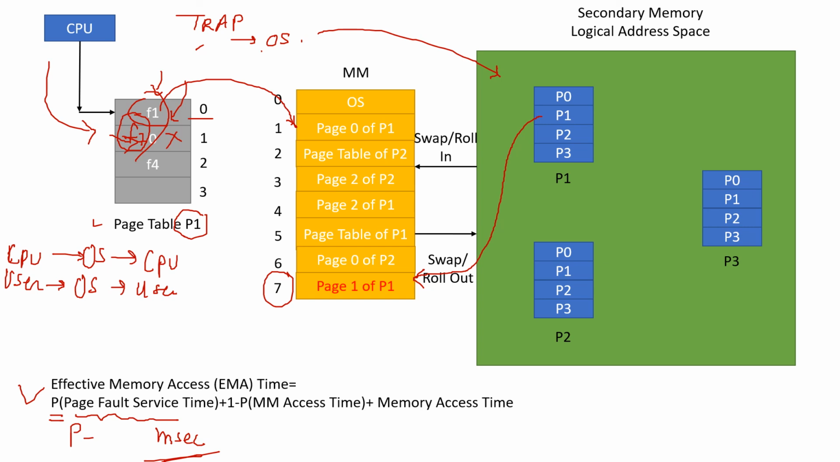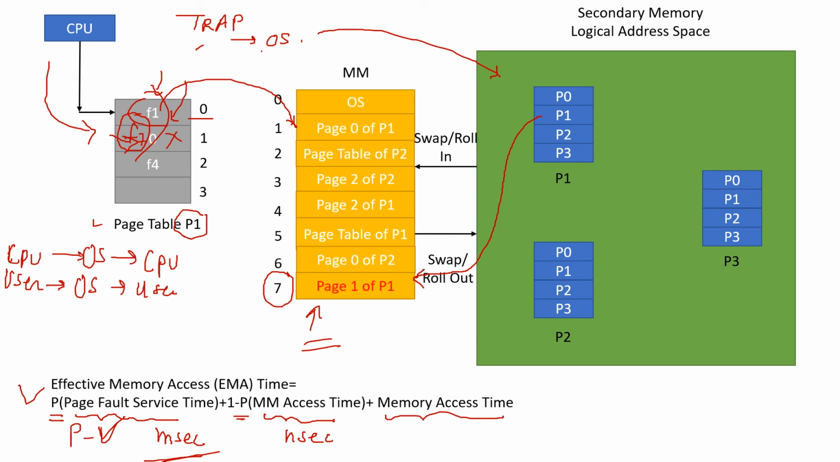And then what we have to add is 1 minus p. So what is 1 minus p? It's the hit. The page fault service time is for a miss, whenever no match is found and the page must be fetched from secondary memory to main memory and the page table updated. For the remaining time, whenever there is a match, only the time to access the main memory is required. That's why it is written here 1 minus p into memory access time. This memory access time is generally in nanoseconds.